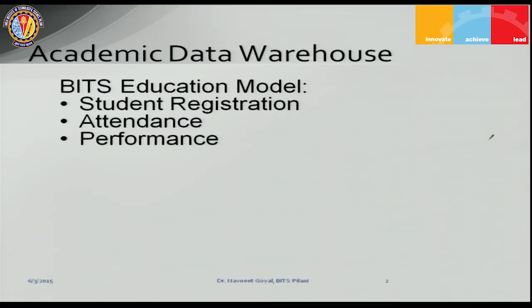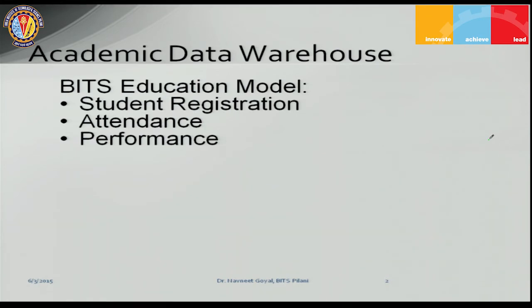So what we'll do is we'll assume the BITS education model, and we'll look at three basic processes in this model. One is student registration, second is attendance, and third is performance. Let me give you a little bit of background. Whenever a student is newly admitted, or he comes back for a new semester, he has to register for a set of courses for that particular semester or term. And we also have a summer term which is run for 2 months, and you can also register for some courses at that time.